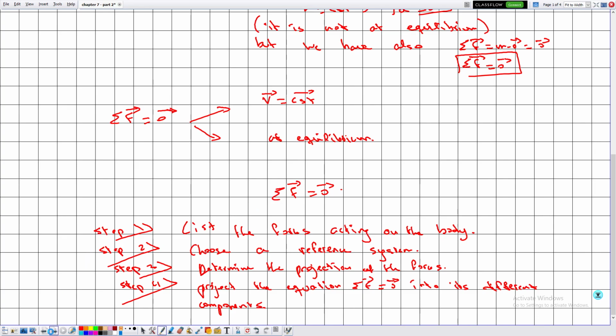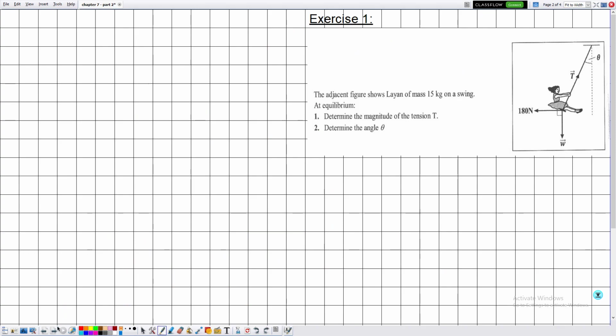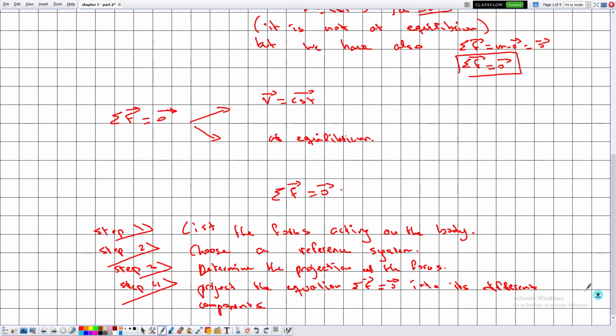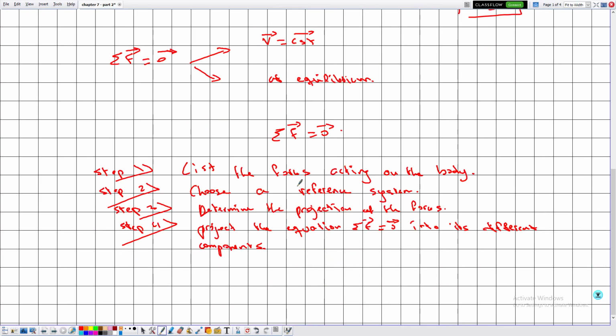So let me start by exercise number 1. Let me repeat the steps. The first step is to list the forces acting on the body. The second step is to choose a reference system. The third step is to determine the projection of the forces. And step number 4 is to project the equation sum of forces is equal to 0 vector into its different components.